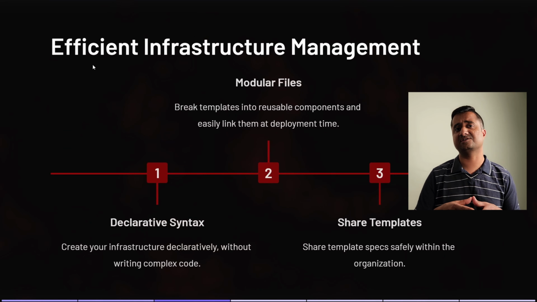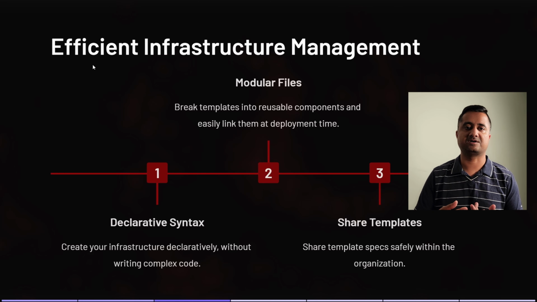So the main advantages of ARM templates: efficient infrastructure management. So you have declarative syntax, which in ARM templates you can write it in JSON, or even if you're using Bicep, it's much easier. The syntax, autocomplete, and other things will help you. You can do a modular file, so you can have certain sections as smaller chunks, and then you can reuse them, or you can then have as one single ARM template, which could create all your resources needed.